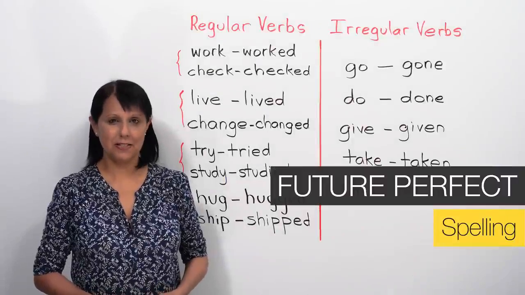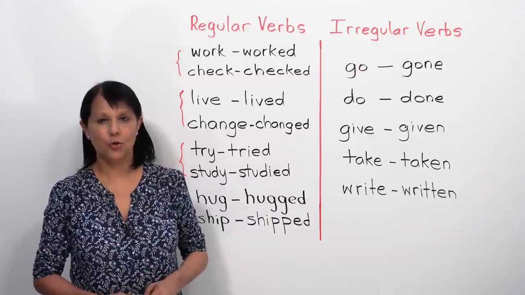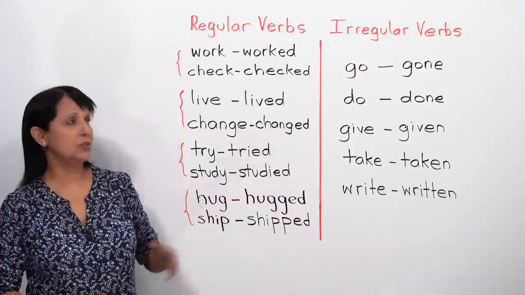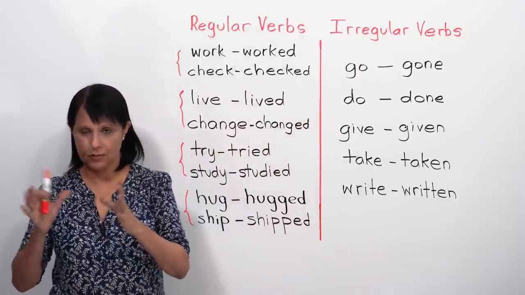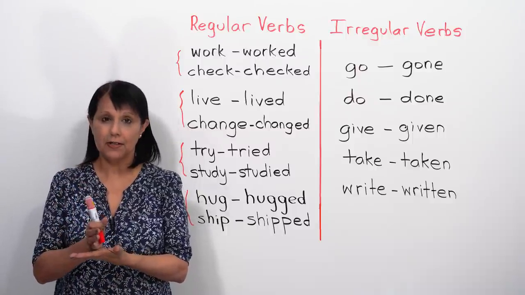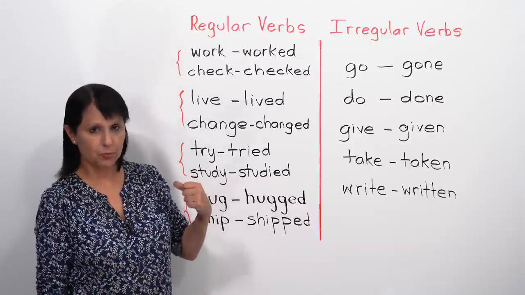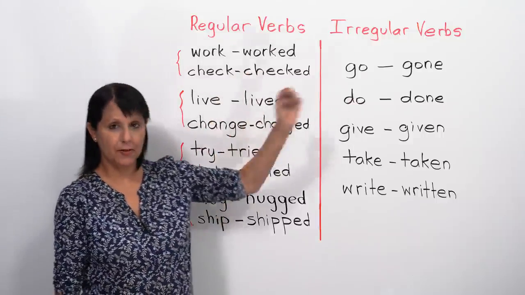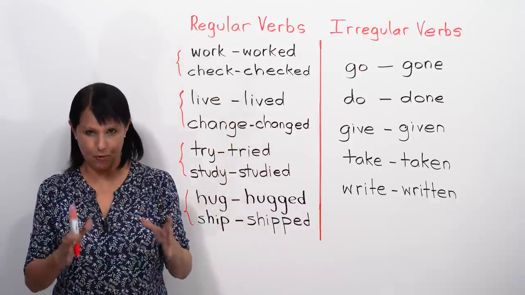Now let's look at some of the spelling changes we need to make when using the future perfect tense. So the changes will be in the verbs, right? Either you're going to use a regular verb or an irregular verb. The first part of the structure is more or less the same. You use the subject, then you use will have, and then you have to use the past participle. So that's what we're going to look at, the past participle of regular verbs and of irregular verbs. So with regular verbs, it's just the regular past simple form.